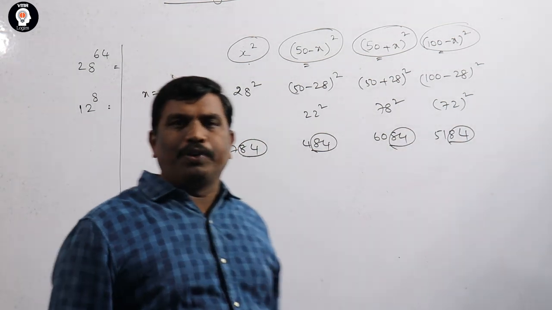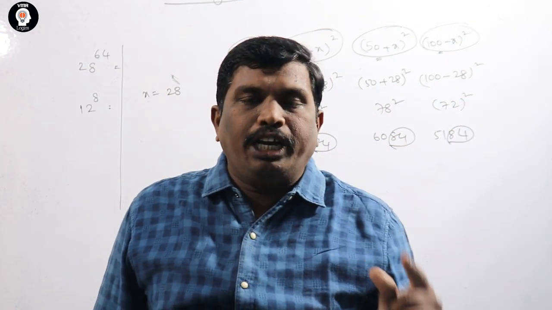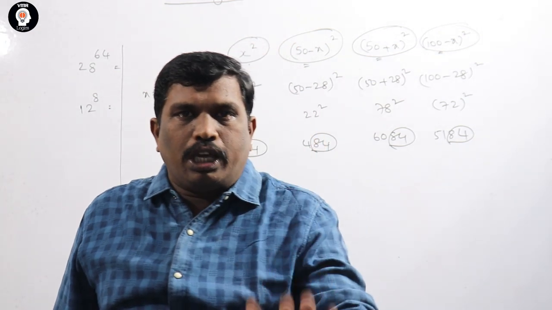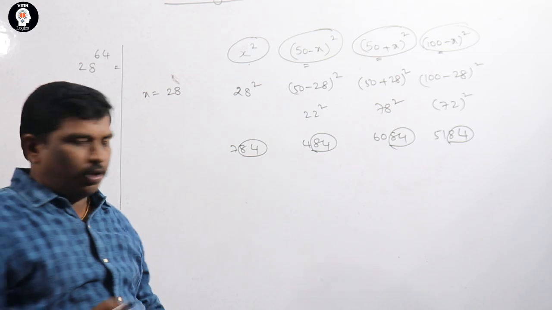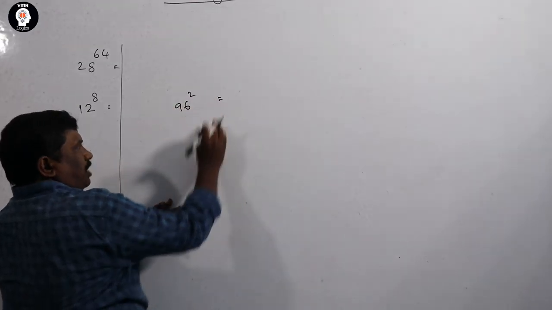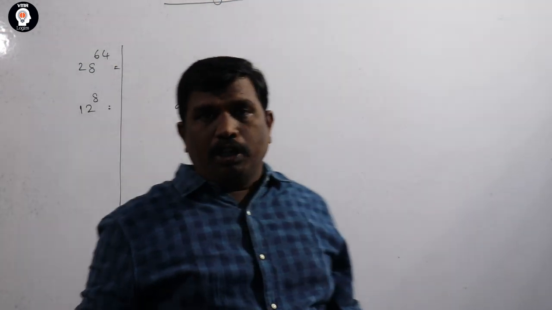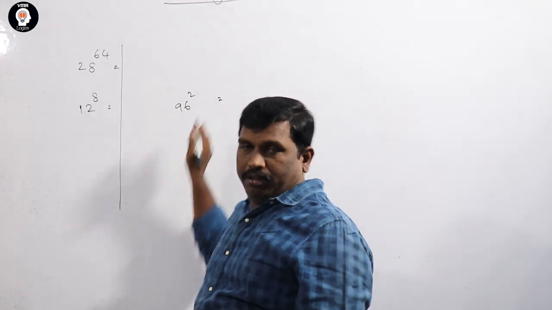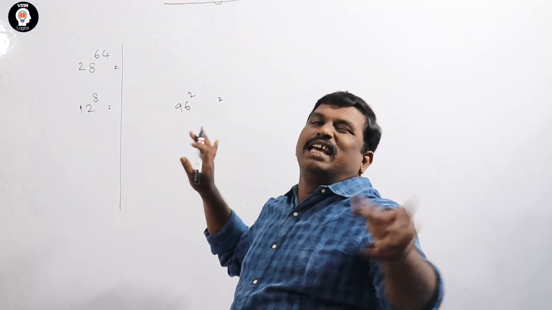Is this the basic point for you? x square, 50 minus x whole square, 50 plus x whole square, 100 minus x whole square. In all those things, the last two digits are the same. Based on this point, look here. For example, if they ask for 96 square, immediately you can't say the answer. But you know your point. This is the x value, x square. So you know your point, all of you. Make this number easier.